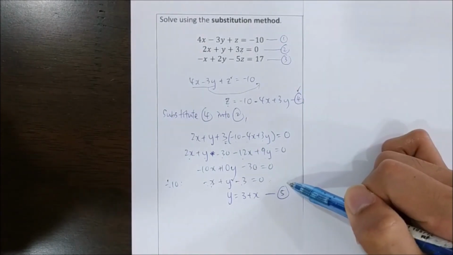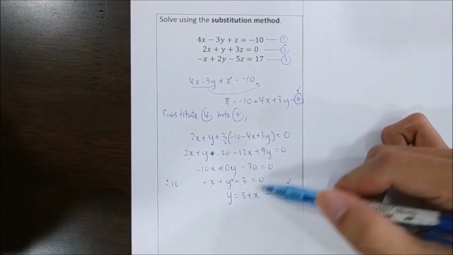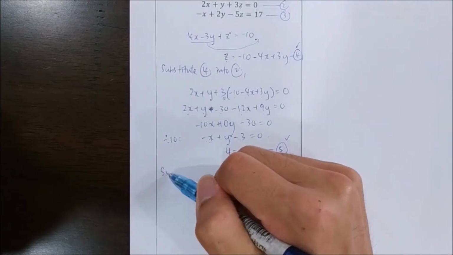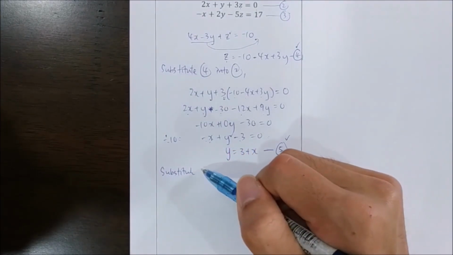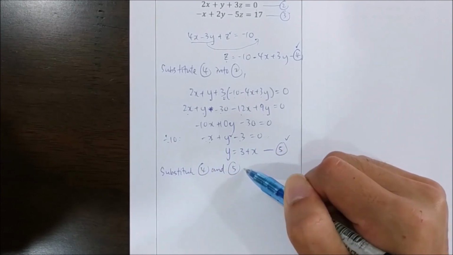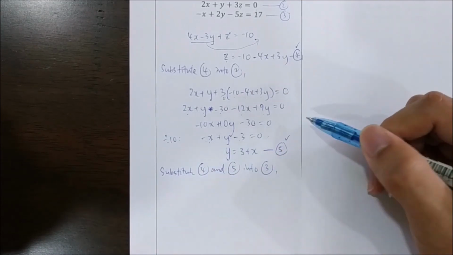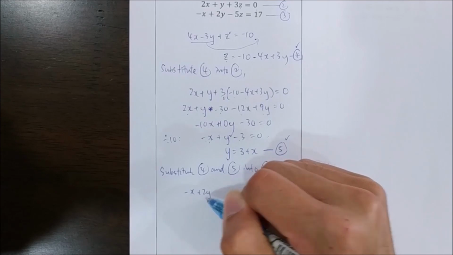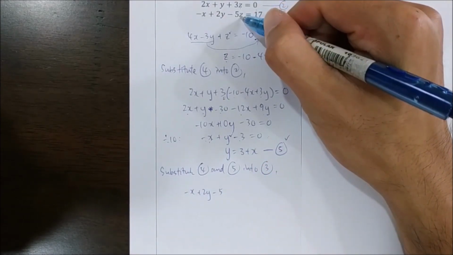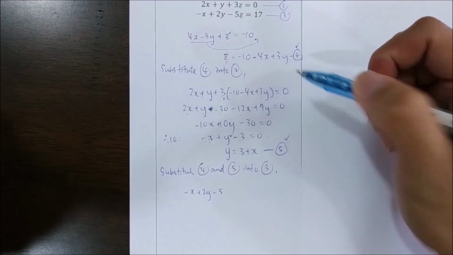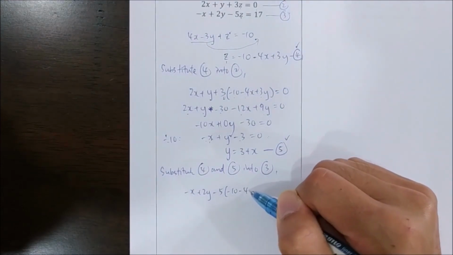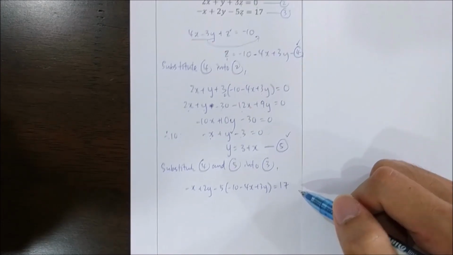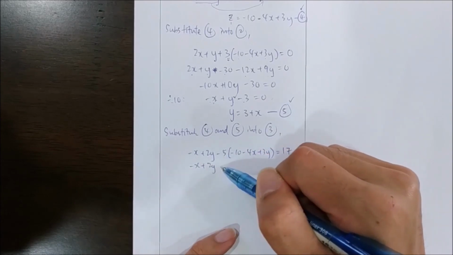Now we substitute equation 4 and equation 5 into equation number 3. So substitute equation 4 and equation 5 into equation 3. So this equation, we write this down, negative x plus 2y minus 5, and the z here is being replaced by equation 4, which is negative 10 minus 4x plus 3y equals to 17. Now we simplify this.